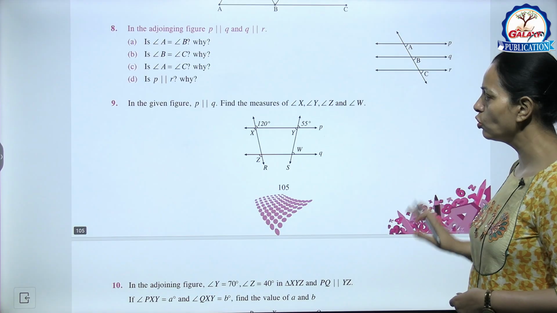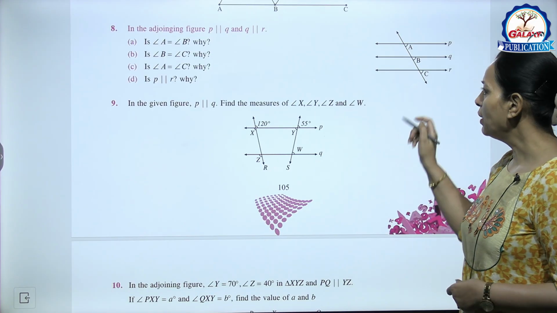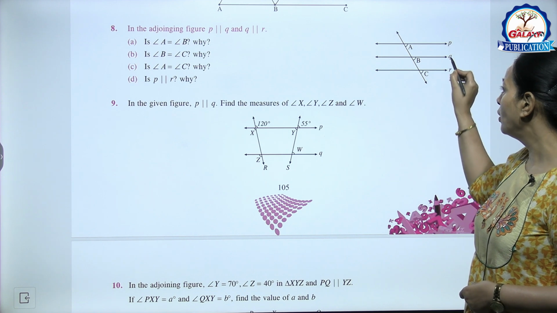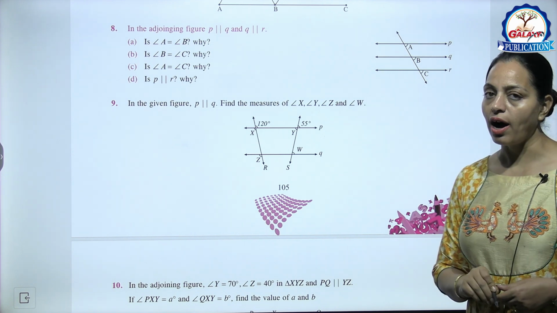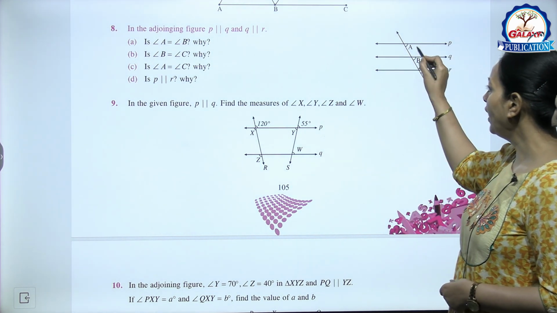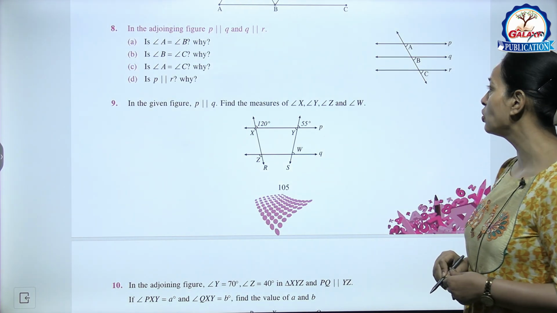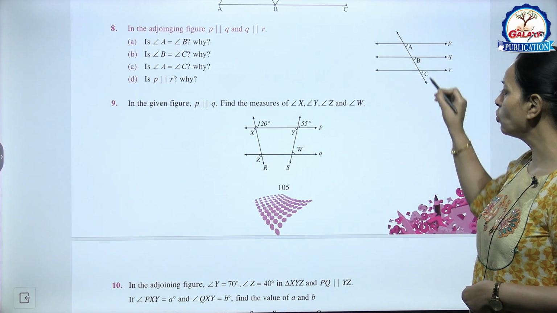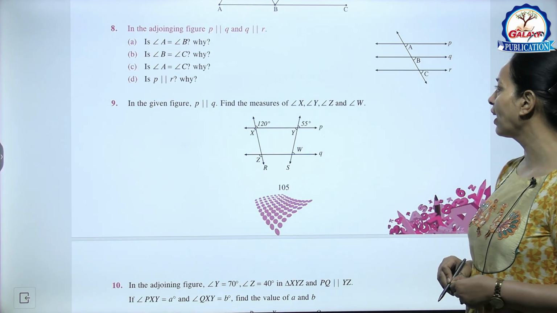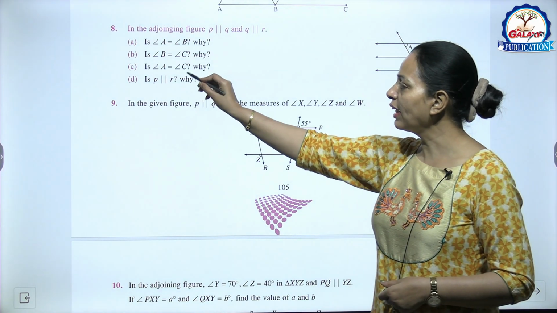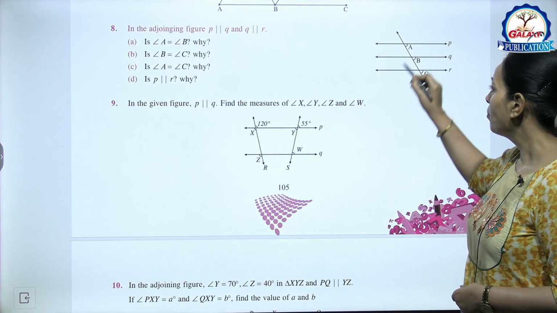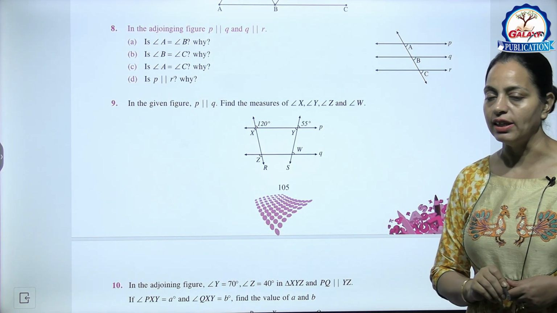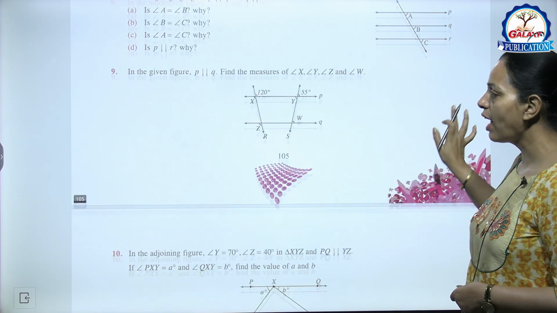Now come to 8th question. In the given figure, P is parallel to Q and Q is parallel to R. A part, is angle A equal to angle B? Yes, because these are corresponding angles. Is angle B equal to C? Yes, corresponding angles. Now C part, is angle A equal to angle C? Yes, because A equals B and B equals C, so A equals C. Okay, similarly you can try the last part.